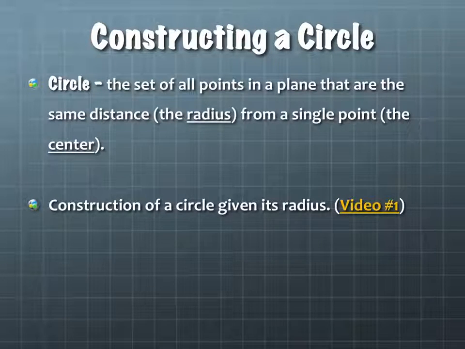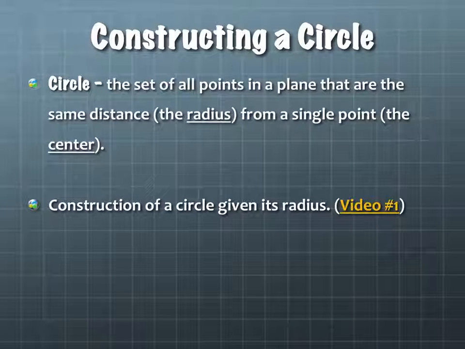Okay? All right, so we're going to start with a circle. We've already talked a little bit about circles, but a circle is a set of all points in a plane that are the same distance, called the radius, from a single point, called the center. And we are going to use a compass and a straight edge to construct a circle. Are you guys ready? Yes.